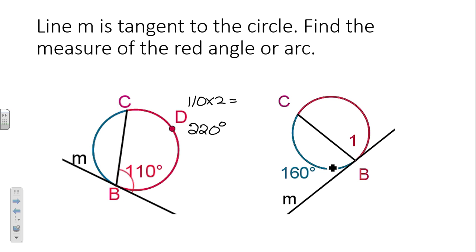Absolutely. A whole circle is 360 degrees. So if we take the circle of 360 minus the 160, we'll have our red arc. And then since we have the red arc, we have to divide it by 2. And we get the angle. Make sense? Questions on this one? Okay, nothing horrible, right?